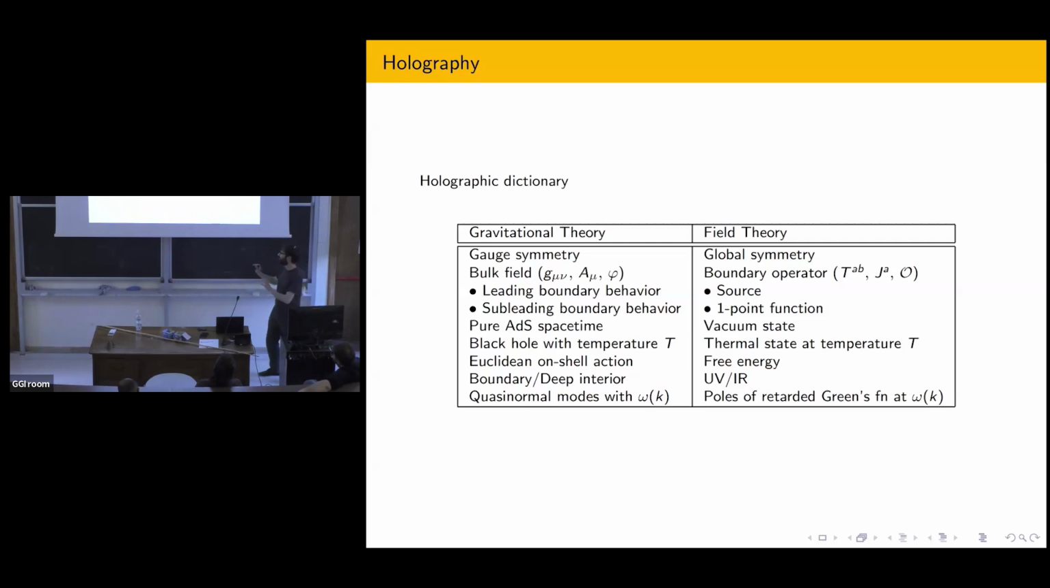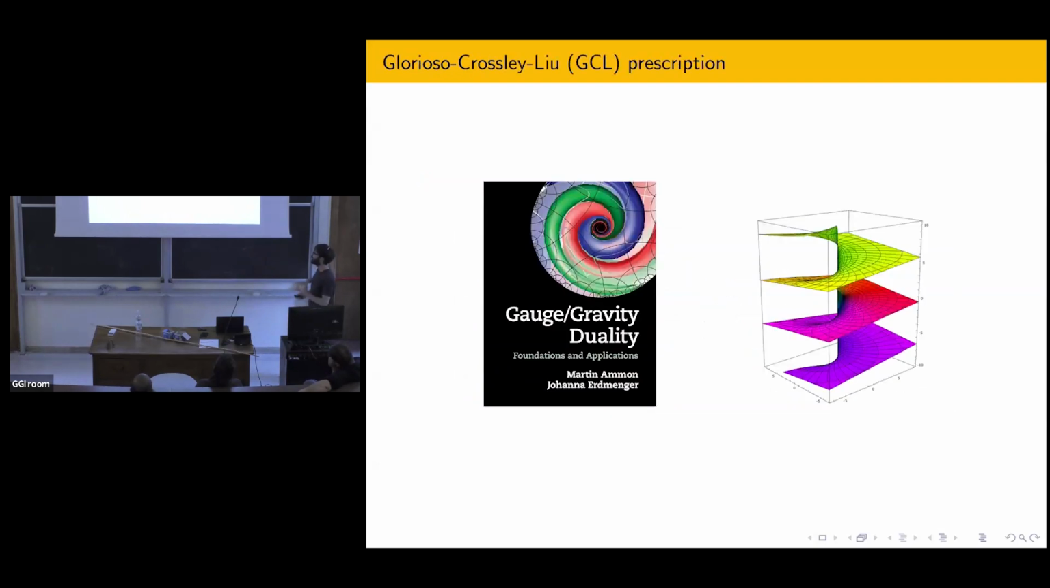Okay, the final thing that I will say is that the deep interior, as I said, of the AdS space corresponds to the IR of the theory, and the boundary of the AdS space corresponds to the UV of the theory. Okay, so this was very quick, and let me now go and explain two different prescriptions of obtaining Schwinger-Keldysh effective actions from holography.